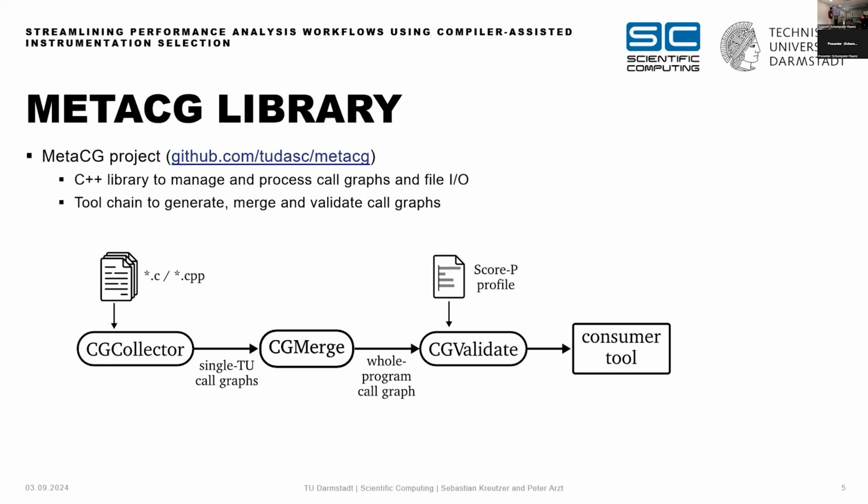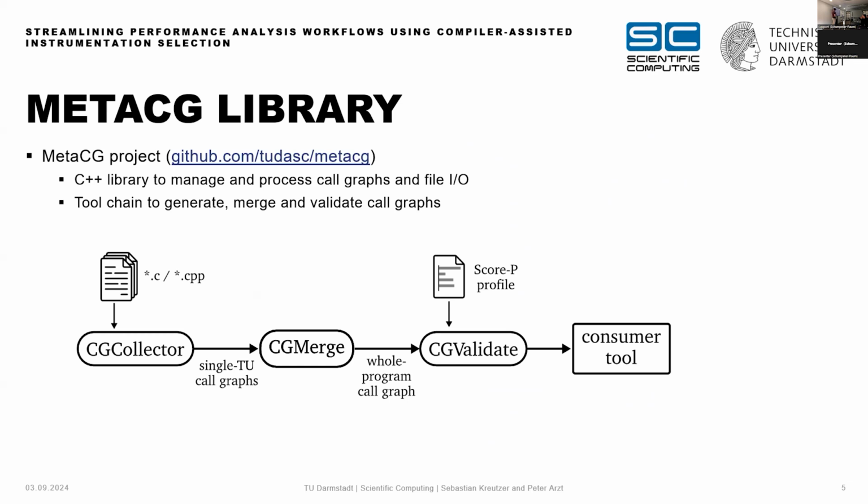The whole MetaCG project consists of a C++ library to manage and process call graphs and do file IO. But we also supply a toolchain to generate, merge, and validate them, shown here on the bottom. As a user, you start with your C++ source files and generate single translation unit call graphs using the CGCollector tool, which can then be merged together using CGMerge, which gives you a whole-program view.